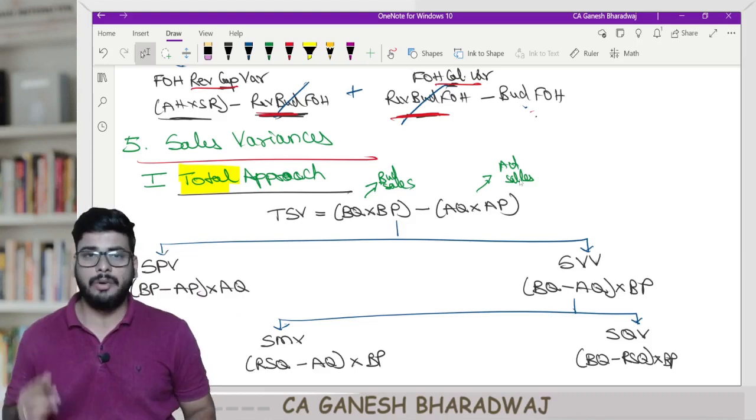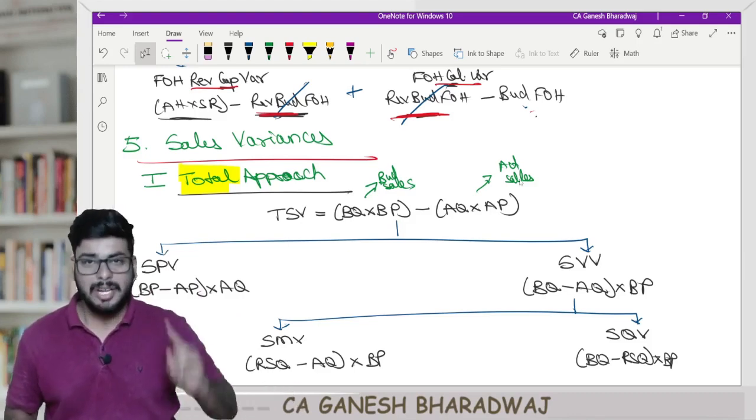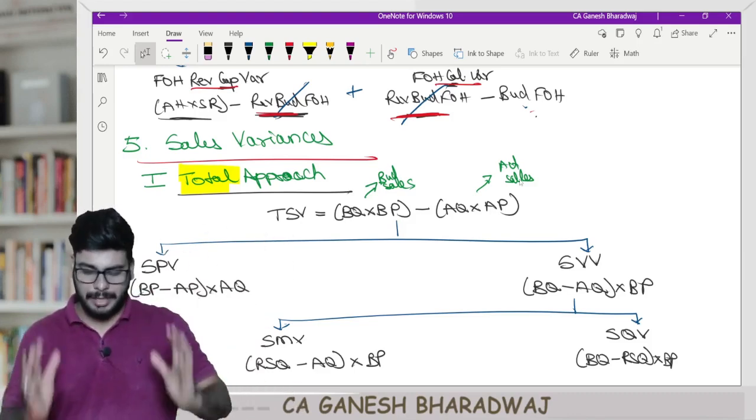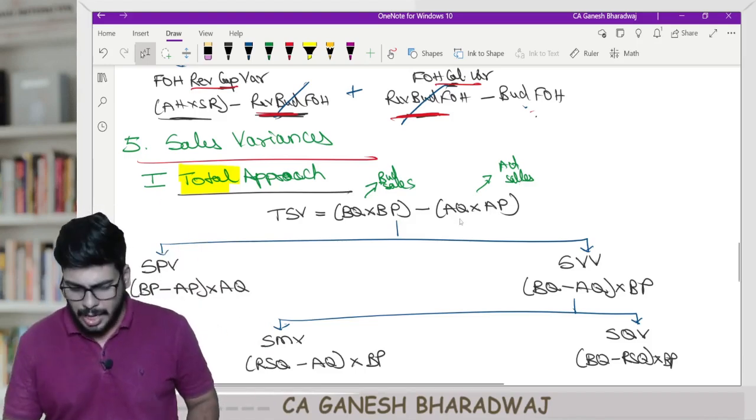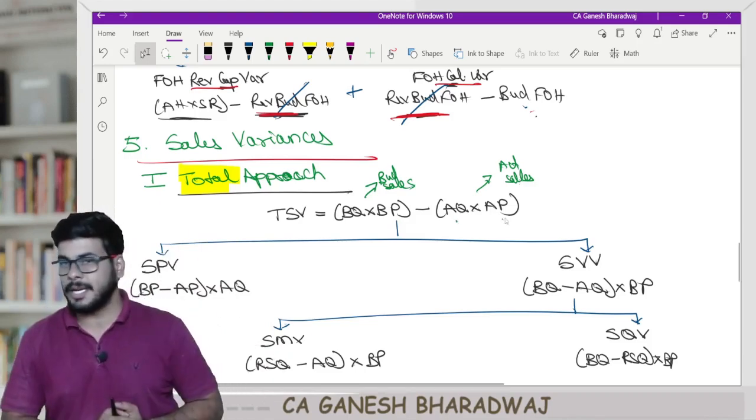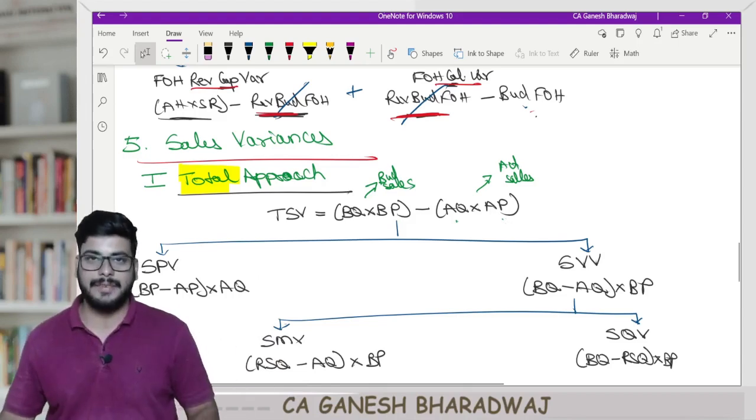So yes. Now what is the total side variance? Very simple. Budgeted quantity into budgeted price, that gives you the budgeted sales, minus actual quantity into actual price. As simple as that. Are you clear with this? This gets classified into two.